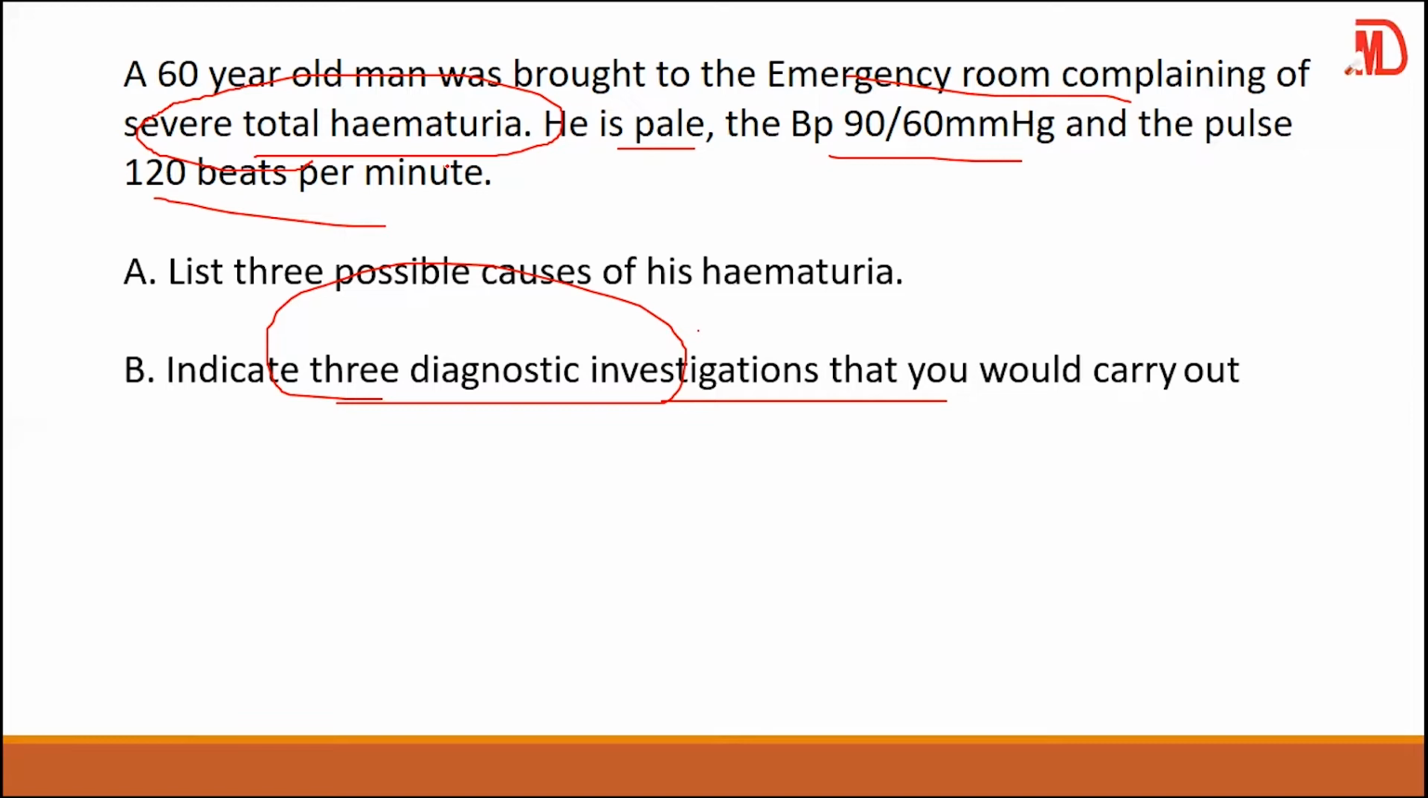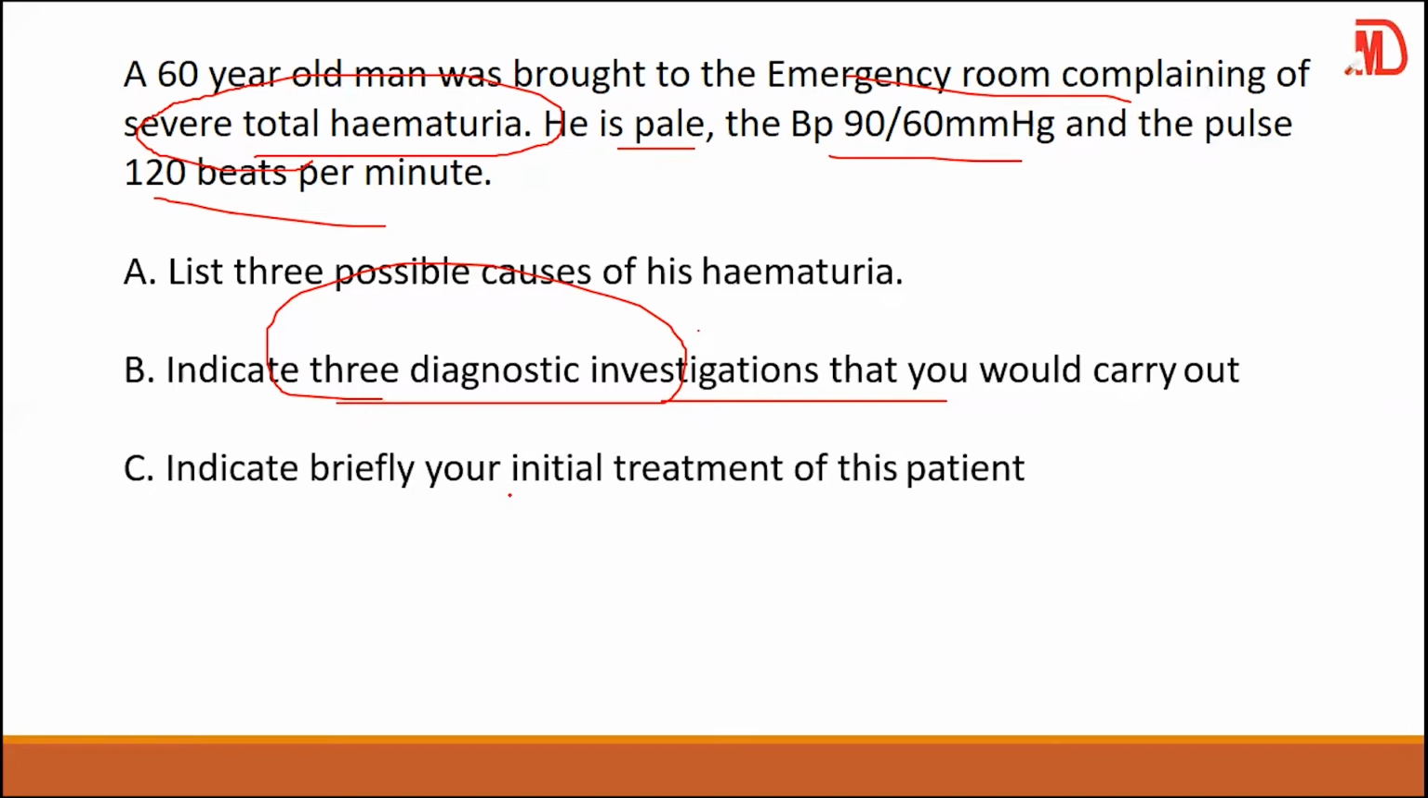These are the major diagnostic investigations that you can carry out. Again, full blood count, sickling, clotting screen, grouping and cross matching, urea, creatinine and electrolytes, urine analysis, urine for culture and sensitivity, urine for cytology, plain abdominal X-ray if calculi is suspected, intravenous urogram, cystoscopy, and a CT scan. Just 3 of them and you are good to go.